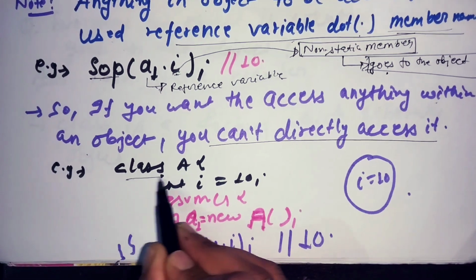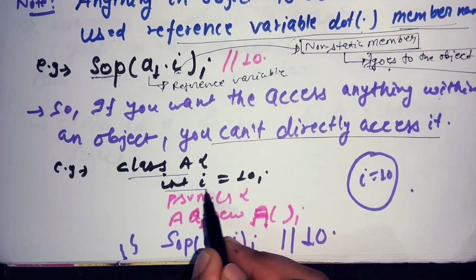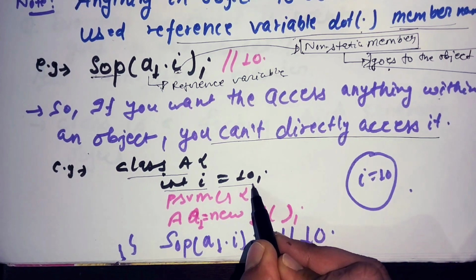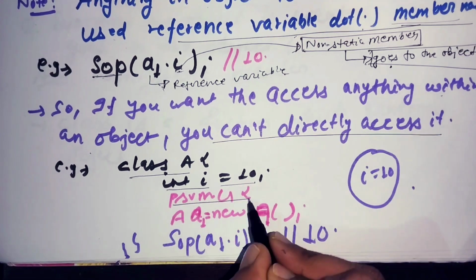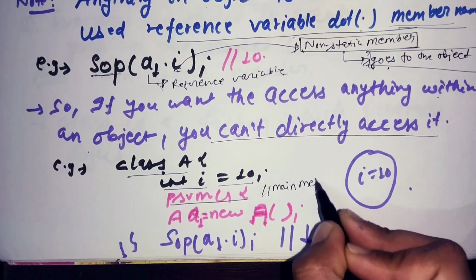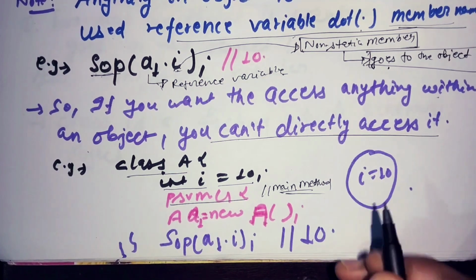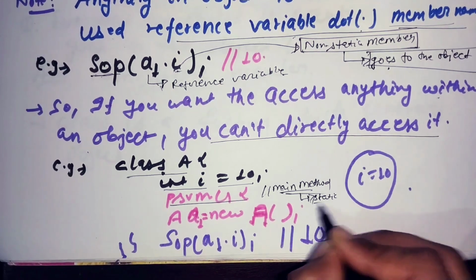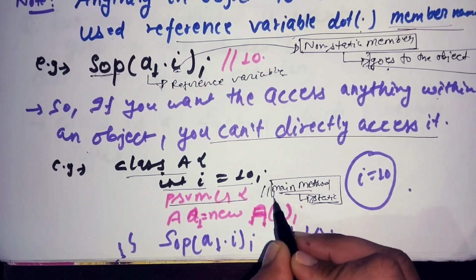Here I created a class, I declared a variable and initialized value is equal to 10. Here I created main method. क्या है? main method, which is static, and static doesn't go to the object.